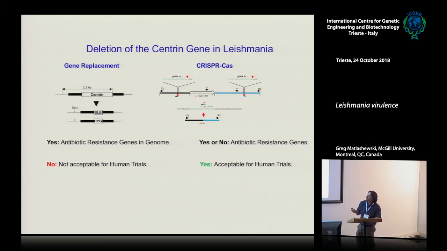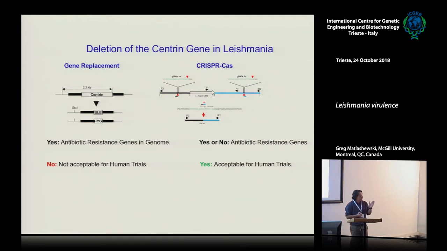And what Hira did was to replace the centrin gene with antibiotic-resistant genes here. So there's two copies. He replaced the centrin gene with a bleomycin gene and a hygromycin gene. So this is the parasite that Hira made. It's a knockout. It's lost the centrin gene. It has the antibiotic-resistant gene.